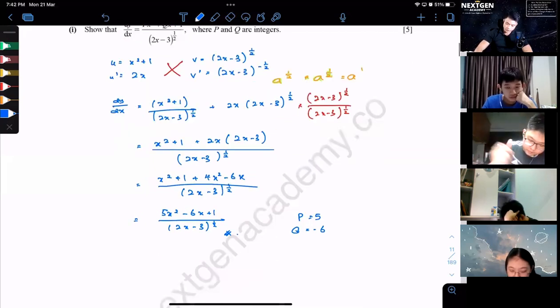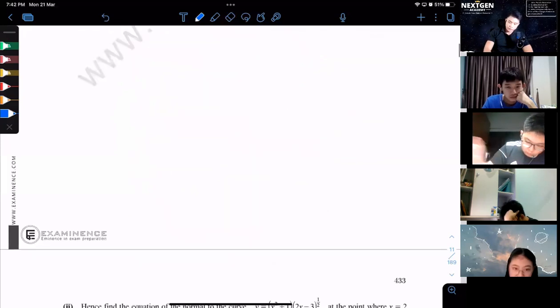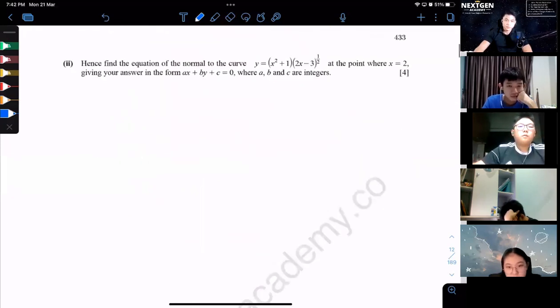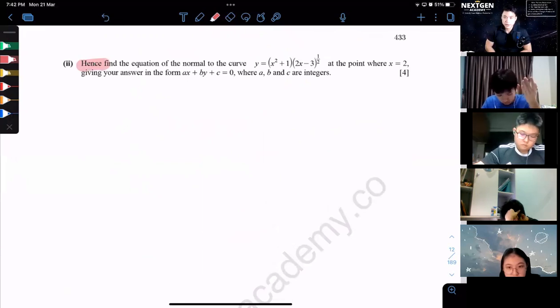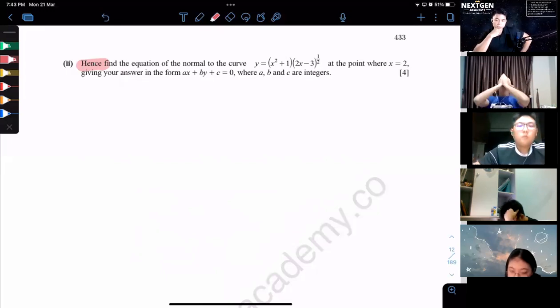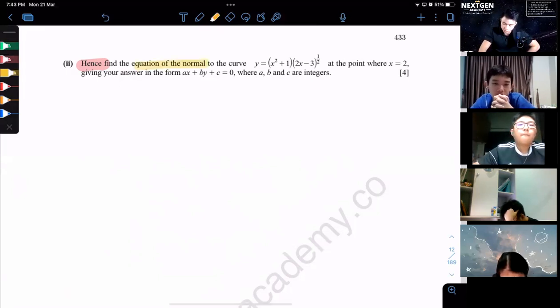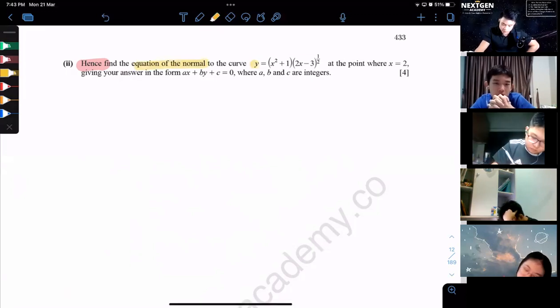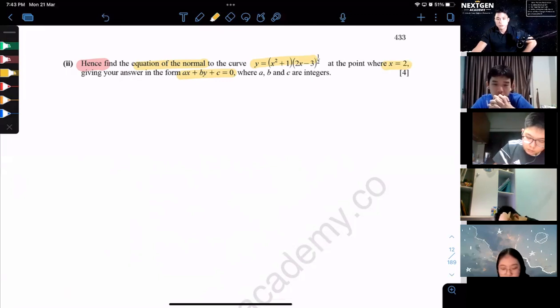So this is your dy over dx. The second one. I want you all to take note of this word: hence. When they come out with this word hence for AdMaths, any chapter, we will need to use the answers from the questions before this. So hence find the equation of the normal to the curve that is given to us, where x is equal to 2. Give your answer in the form ax plus by plus c equals to 0, where a, b, and c are integers. Okay, same thing. This is a type 1 question.